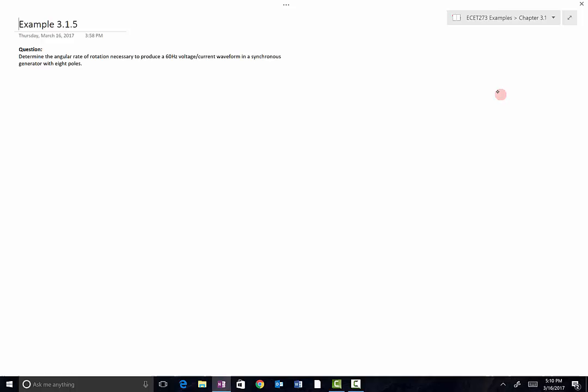Example 3.1.5: determine the angular rate of rotation necessary to produce a 60 Hz voltage or current waveform in a synchronous generator with 8 poles.